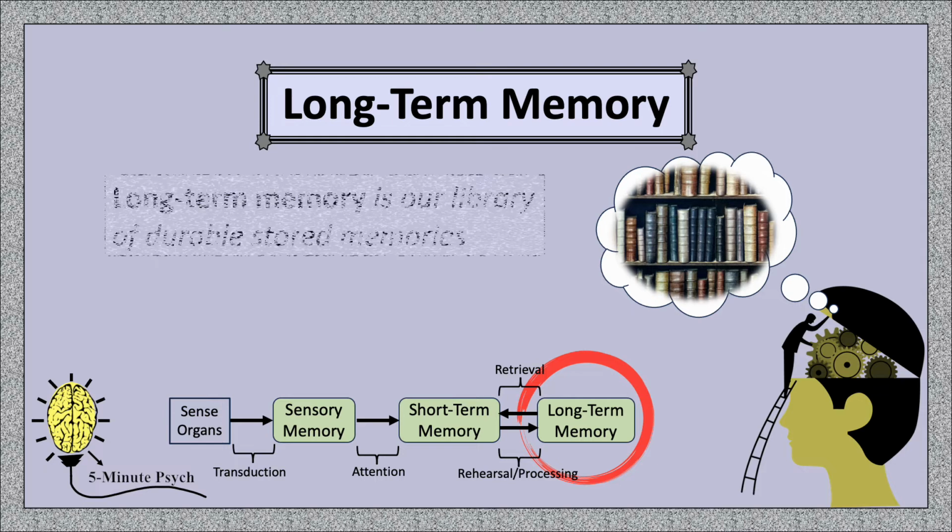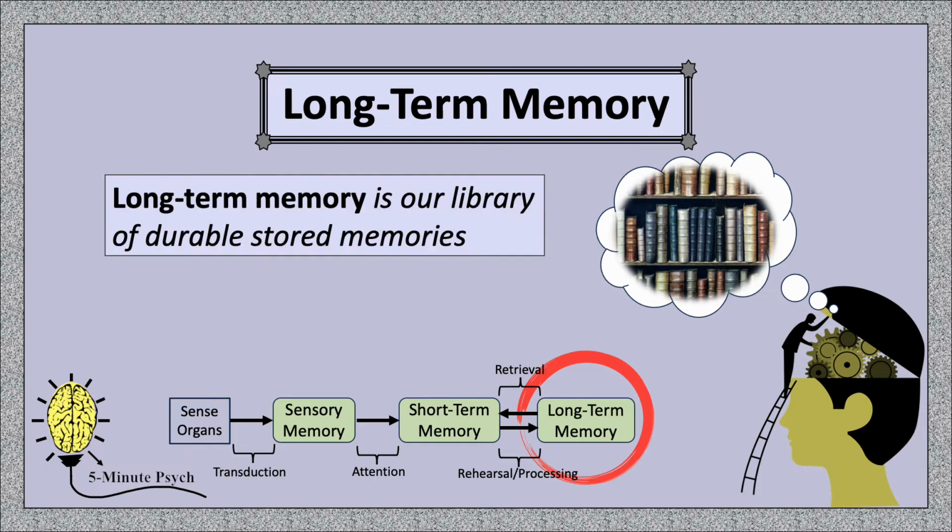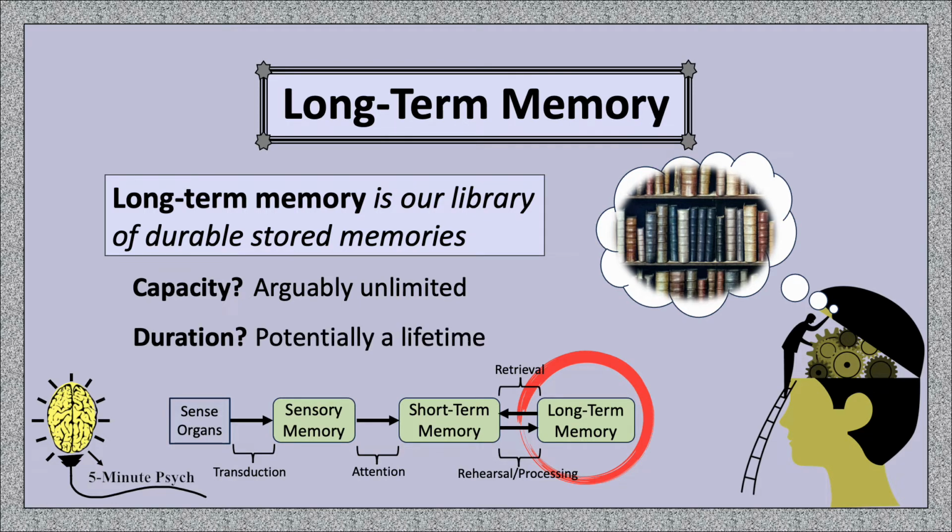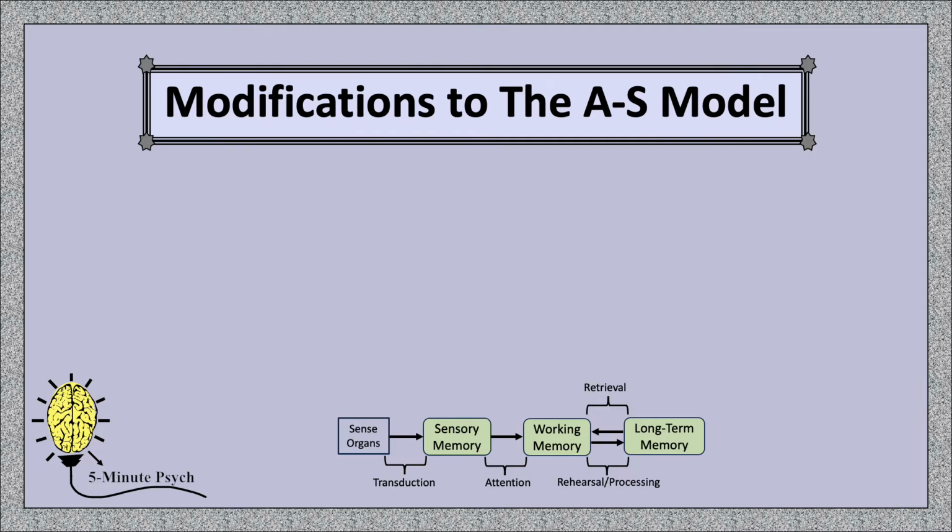Long-term memory is our library of durable stored memories. The capacity is arguably unlimited, and it's possible to hold on to memories for a lifetime. When we remember something, we bring it out from long-term memory and put it in short-term memory as we're thinking of it. Some modifications have since been made to the Atkinson-Shiffrin model.